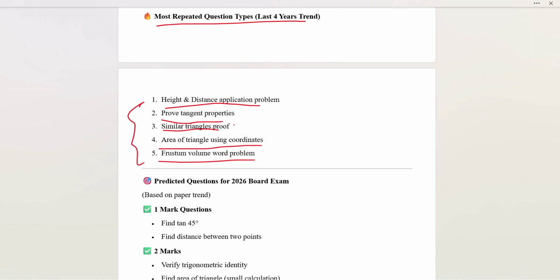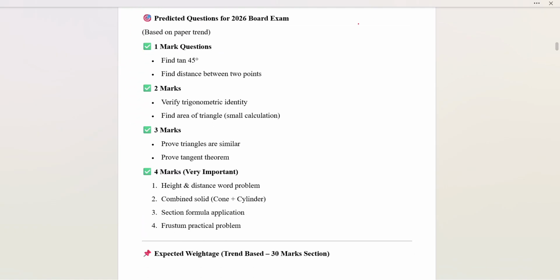I will give you predicted questions for the 2026 board exam. Based on paper trend, you can practice these questions also. First, 1 mark questions. I will give you simple, concept-wise questions for your practice. It is not exactly your board paper, but you can practice these questions for better preparation for your board exam.